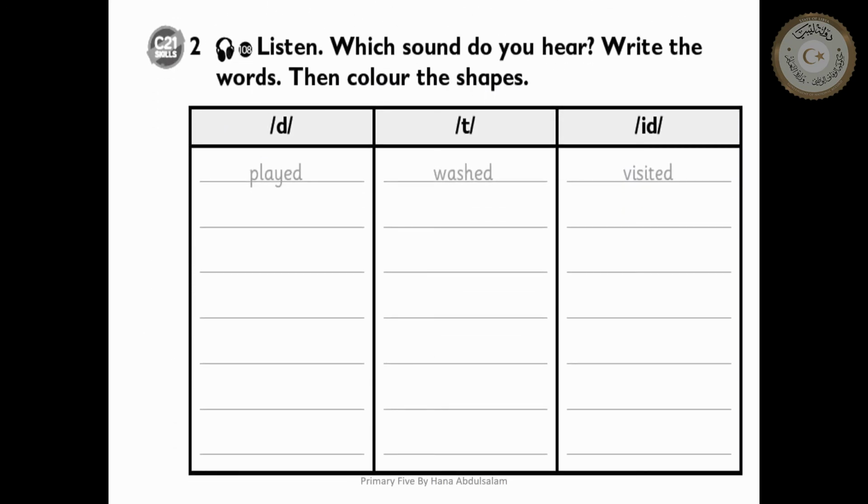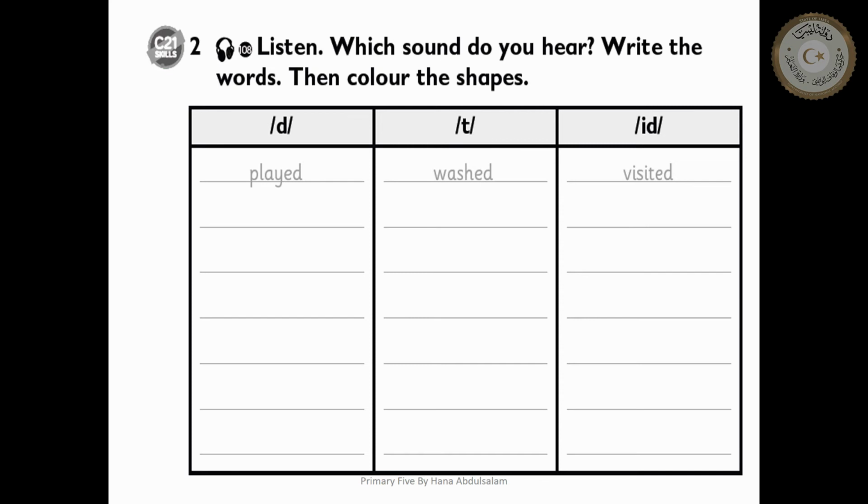Look, what we have in front of us, it is number 2. In number 2, we need to listen. Listen to what? What sound do you hear? So we have here different sounds. Write the words from number 1. Then color the shapes. So we have here 3 sounds.